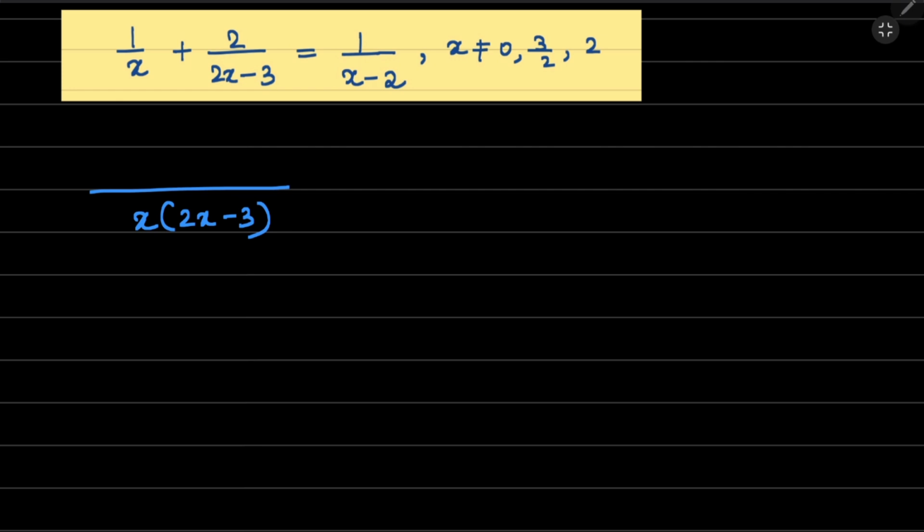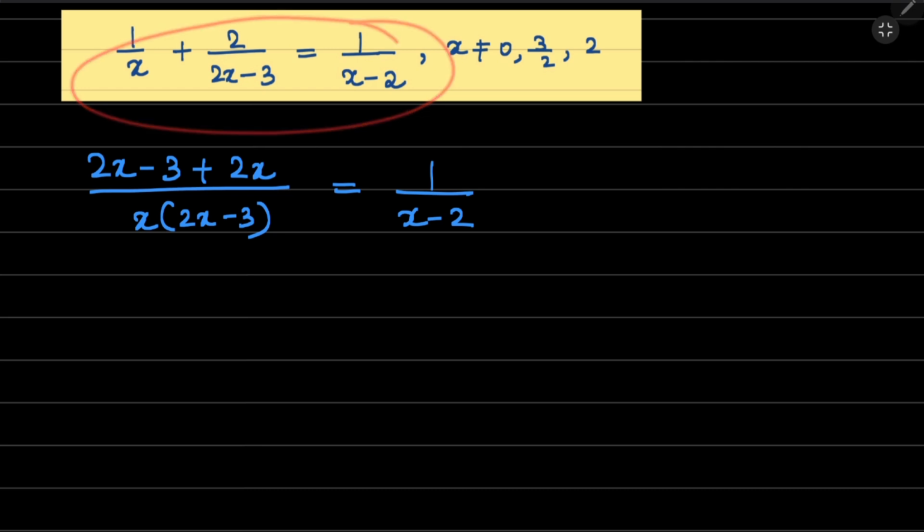So the first term in the numerator would be 2x minus 3, plus 2x, equal to 1 by x minus 2. Additionally, apart from solving for x, you have to handle the condition that's given here, that x should not be equal to 0 or 3 by 2 or 2. When you're solving for x, if any one of the roots is 2 or 3 by 2, you cannot take it into account. You have to reject it because x cannot be equal to these three values. So this also has to be kept in mind.